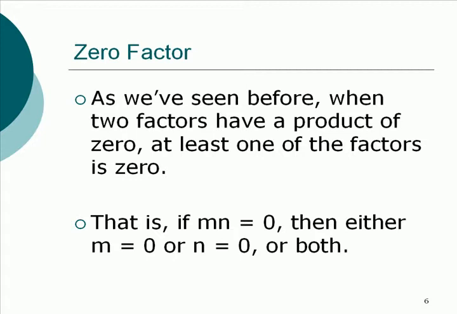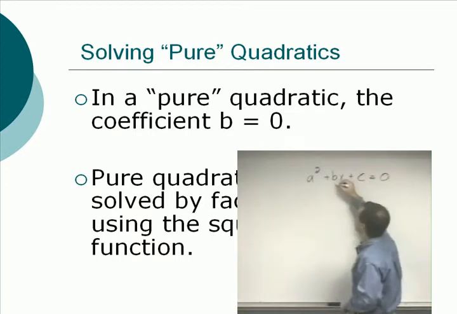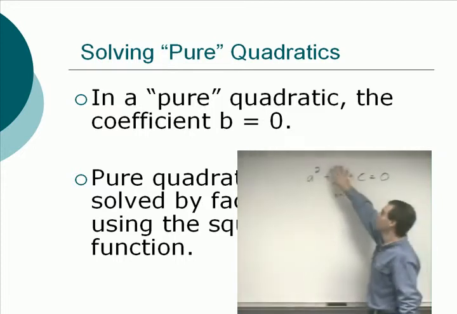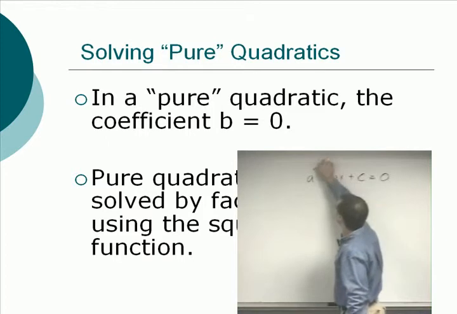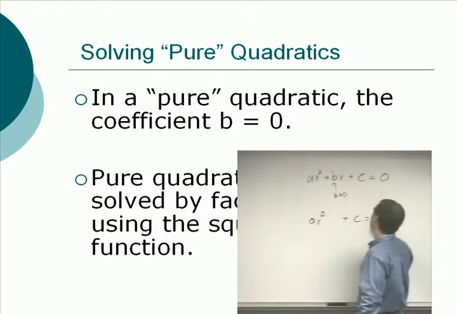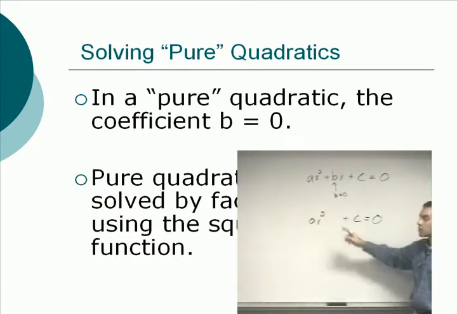Now we're going to start looking at some examples. The first kind of quadratic, though, that we want to look at is called a pure quadratic. A pure quadratic is a quadratic where b equals 0. That is to say, in the general form of ax squared plus bx plus c, which is just a general quadratic, b is equal to 0. So what it means is a pure quadratic is one that has no x term. It's simply ax squared plus c equals 0. That type of quadratic still is of degree 2. That's what makes it a quadratic. But there's no b term.